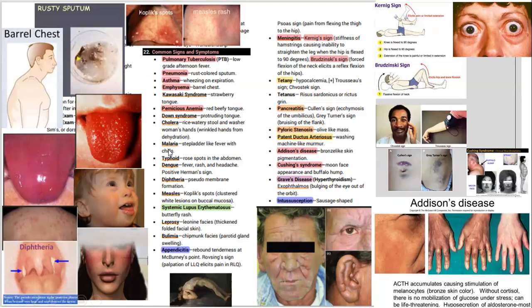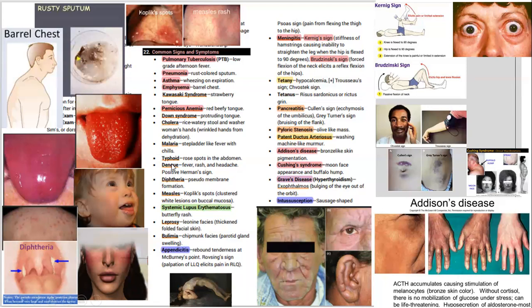Next is typhoid fever. In case of typhoid, the characteristic feature is rose spots on the abdomen and back, like this picture, rose spots. Typhoid is a serious disease spread through contaminated food and water, and it causes high fever, abdominal pain, and diarrhea.